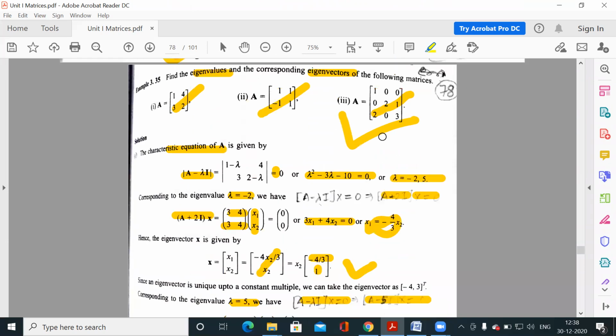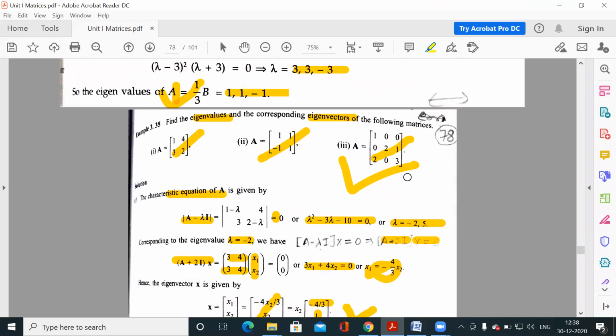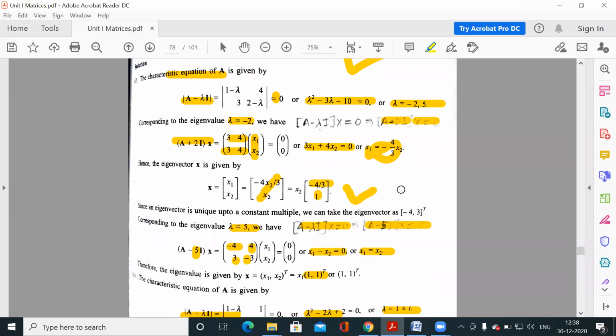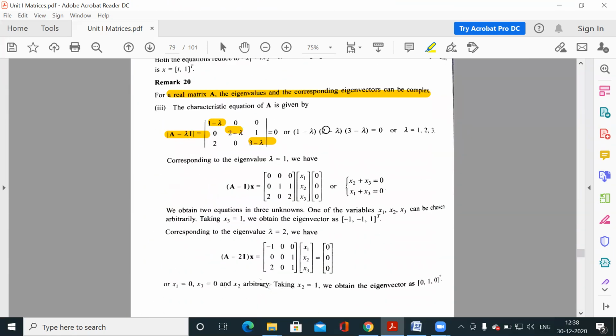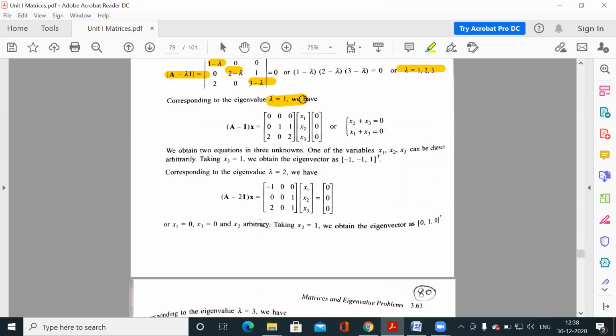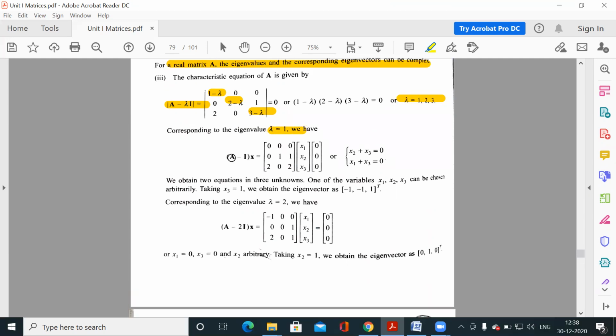Now if you observe, this is not upper triangular, this is not lower triangular. Okay. So similarly you have to do this. So 1, 2, 3 are your eigenvalues. For 1, you have to get one eigenvector. So A minus lambda I is 1I, x is equal to 0.